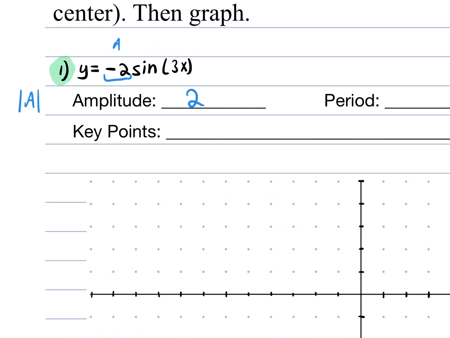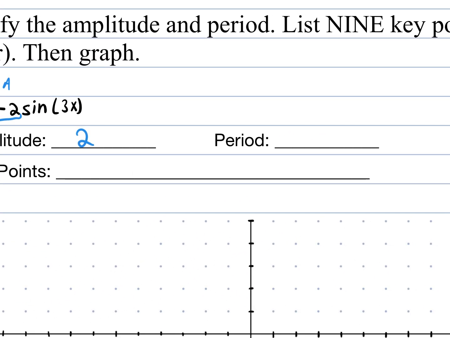All right, how do we find our period? Okay, so you're going to use the number in front of x. What do you do with that number? Good, right? 2 pi divided by that number. So 2 pi divided by 3. Does that simplify at all? No, so we just leave it alone.